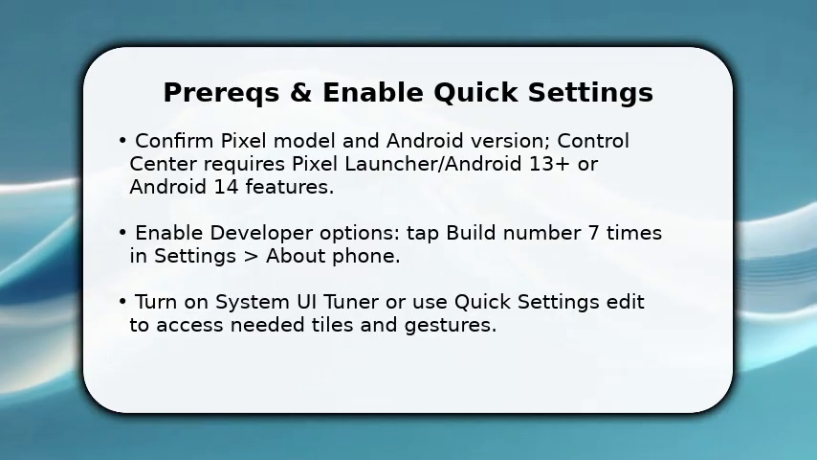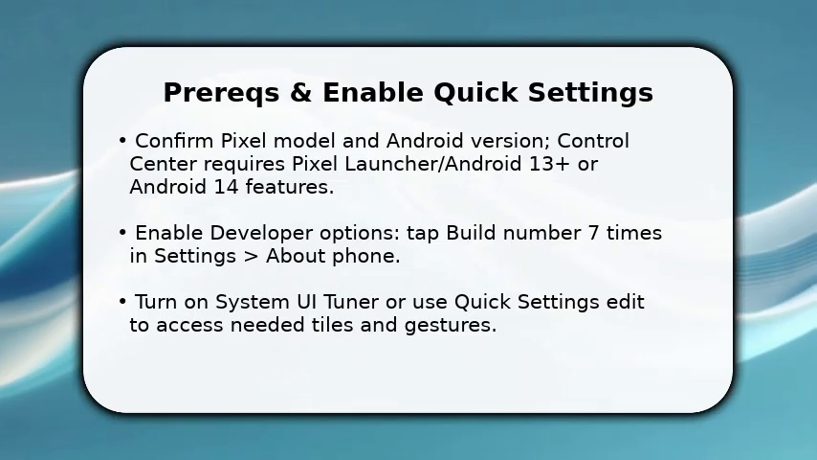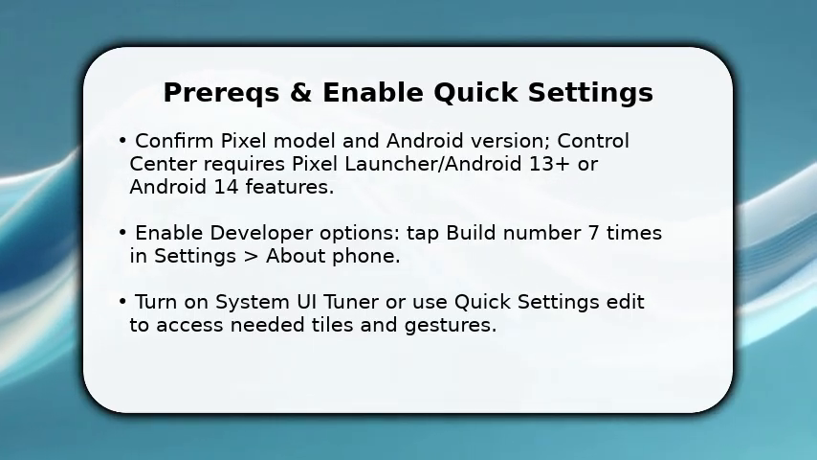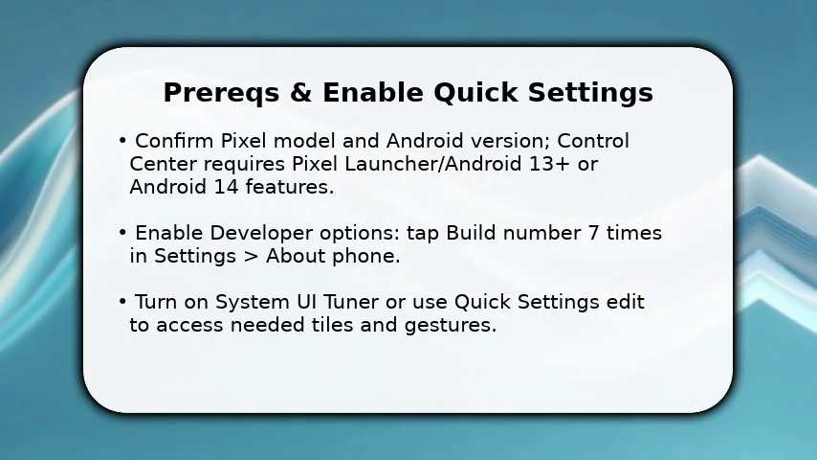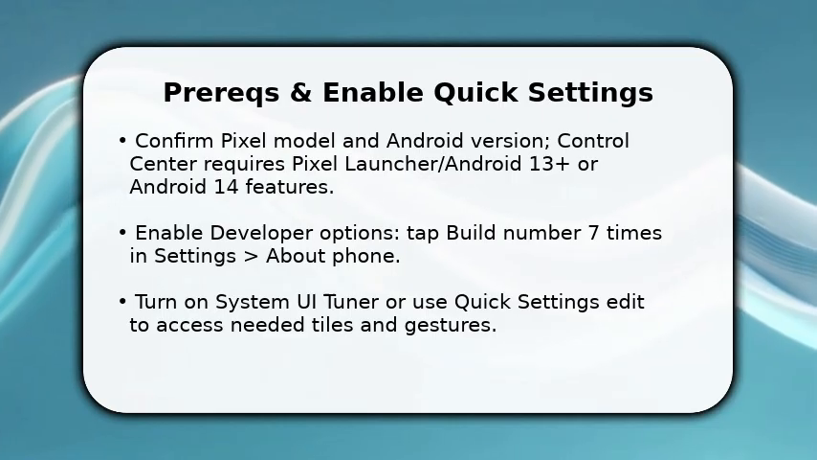You'll start by validating prerequisites and opening the right menus. Make sure your Pixel runs a supported Android release. Once done, enable developer options by tapping build number 7 times in Settings About Phone.